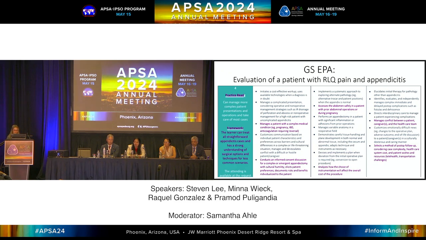So preoperatively, they can manage a patient with a complex medical history, such as a pregnant patient or somebody with inflammatory bowel disease, or how to manage a patient who's on anticoagulation that needs reversal. They can conduct an informed consent for a complex or emergent appendectomy with cultural humility, and can elicit the patient's preferences. In the OR, they can access the abdomen safely in a patient with prior surgeries or a pregnant patient, and can analyze how the choice of the instrumentation will affect the overall cost of the procedure.